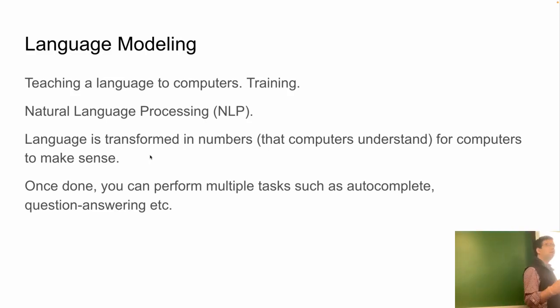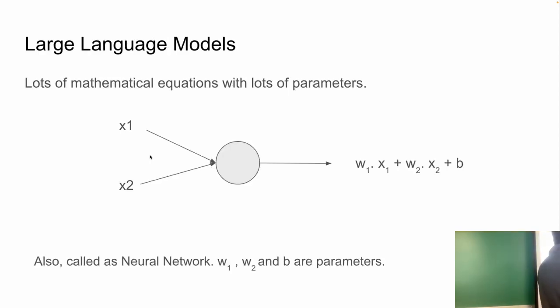So how do we do that? We transform the language into numbers, because computers do not understand anything except numbers. And then we make large models for it to make sense. Once you train the model and make the computer understand the language, you can perform tasks such as autocomplete, translation, or question answering. So what is a large language model? For example, if you have ever used ChatGPT, it's basically a large language model sitting behind the chat interface you're using.